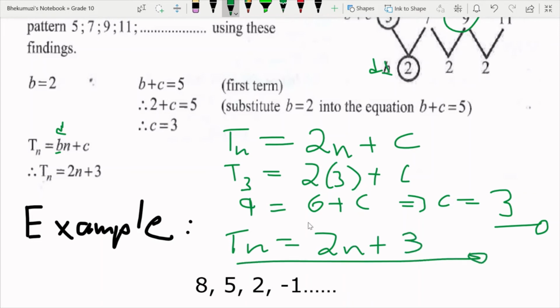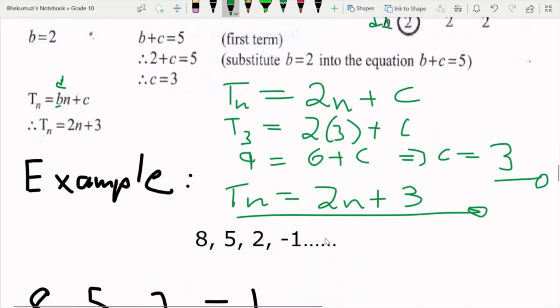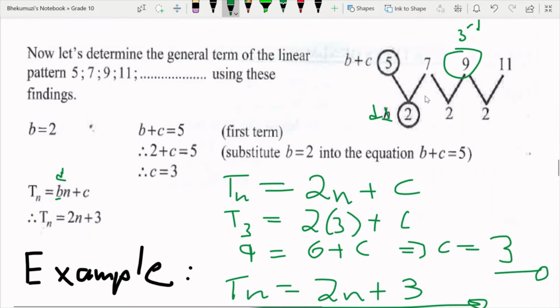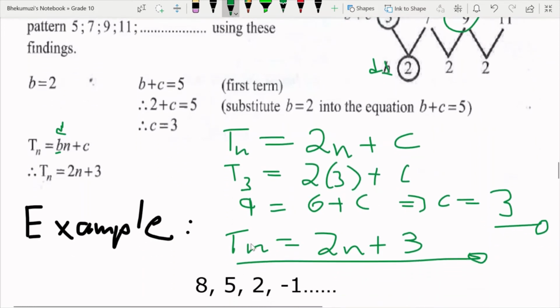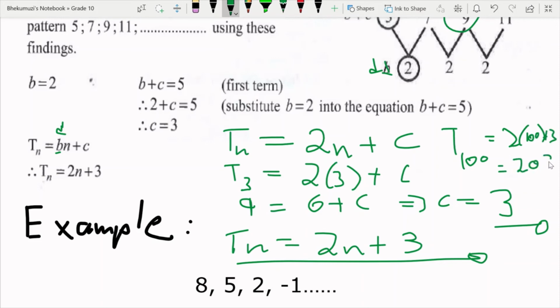And this general formula now can give you any particular value on this series, right? If they're looking for the 100th term, then you would say T of 100 equals 2 times 100 plus 3, and that would give you 203. Okay, so that would be how you get the 100th term. So here again is the example.